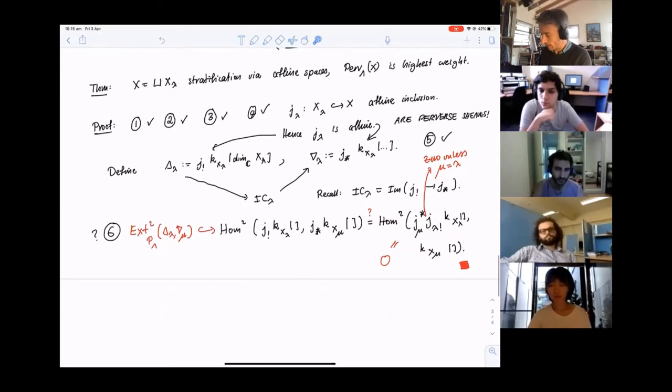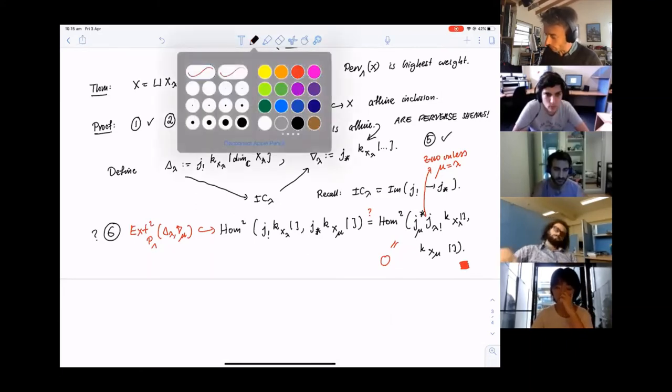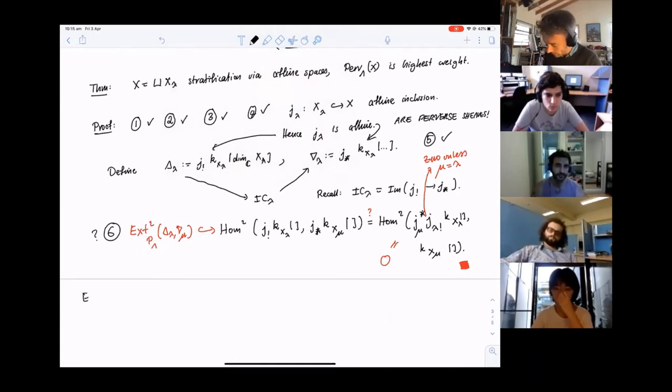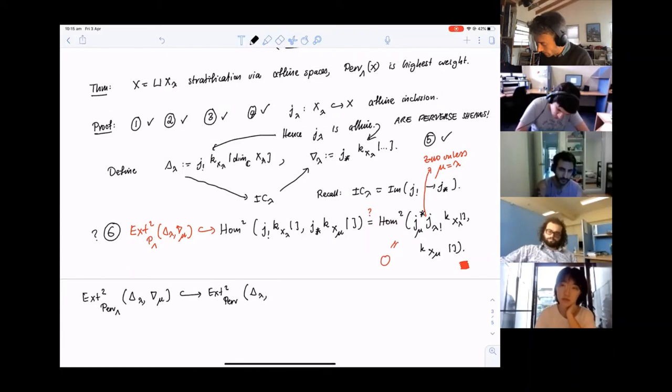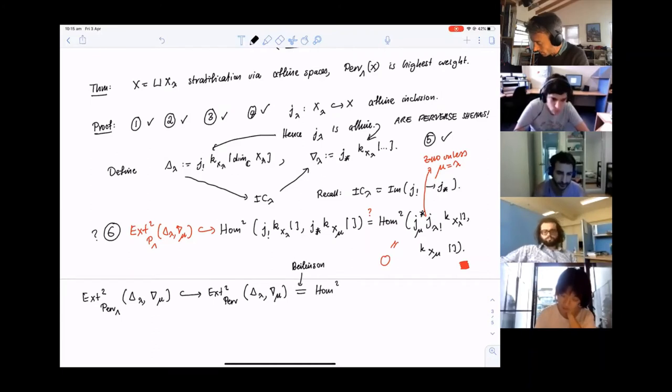Okay, so the correct, I think I was correct in my notes that we really need the following line of reasoning, that we say Ext^2 in this constructible perverse sheaves embeds inside Ext^2 in arbitrary constructible perverse sheaves. And by Beilinson, this is Hom^2 in the derived category, which is zero.